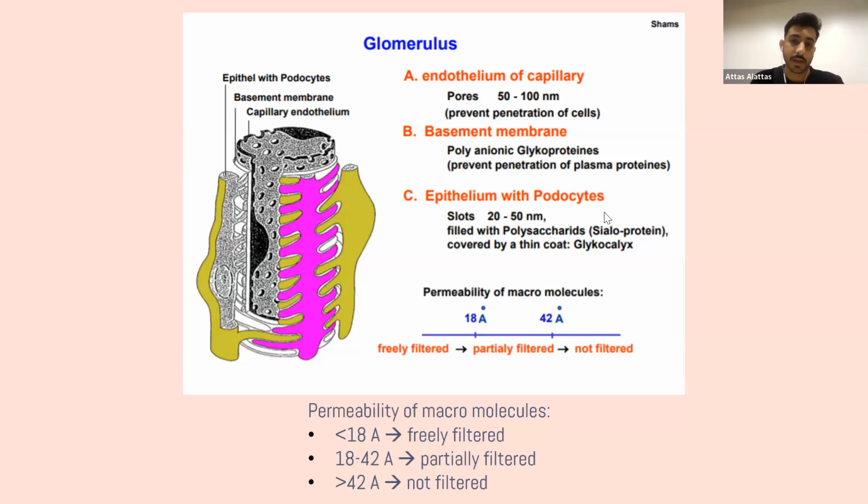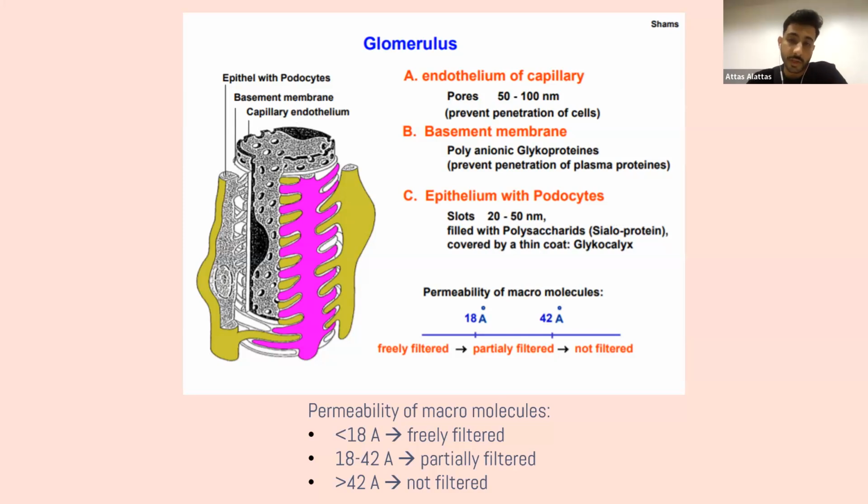So again, the three layers are the endothelium, okay? Its main function is to prevent the passage of cells from the capillary to the Bowman space. Then you have the basement membrane. It's made up of negatively charged proteins, so it prevents the penetration of the plasma proteins, because both plasma proteins and the proteins that make the basement membrane are negatively charged, so they repel each other. And finally, the epithelium or the podocyte layer, and it also prevents the penetration of the plasma proteins.